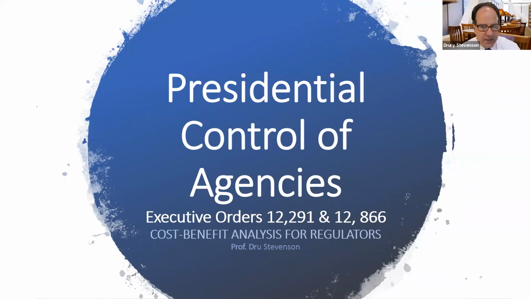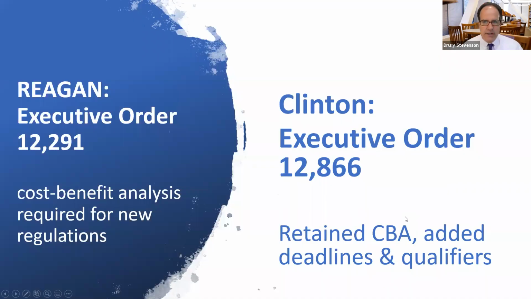This is going to be a short lecture about executive orders and presidential control of administrative agencies. Specifically, we're going to focus on executive orders 12291 and 12866, which are the most famous ones, and that mandated that administrative agencies engage in cost-benefit analysis when they're making new regulations.